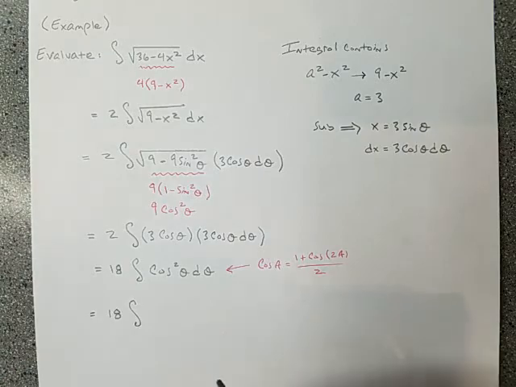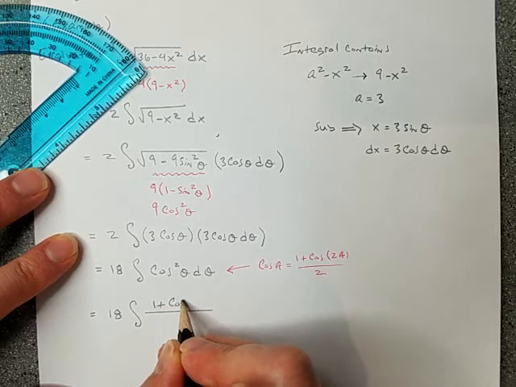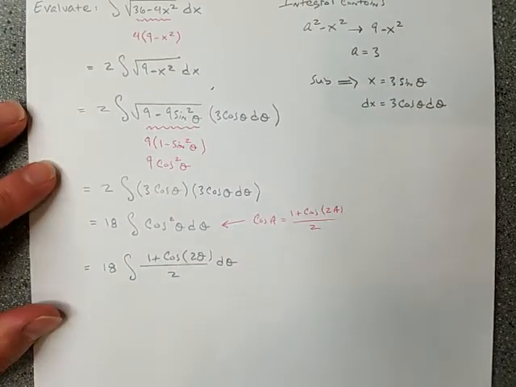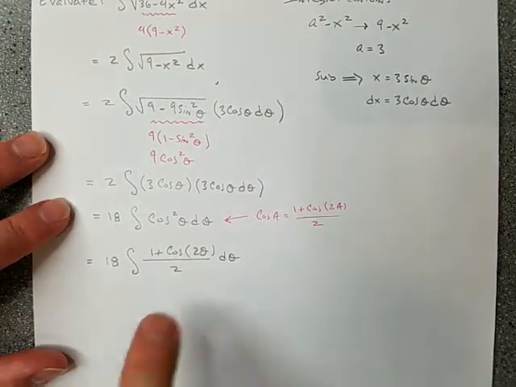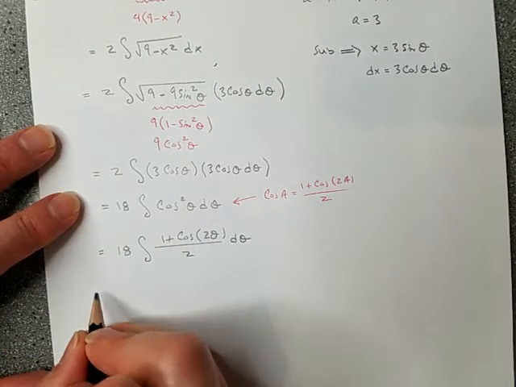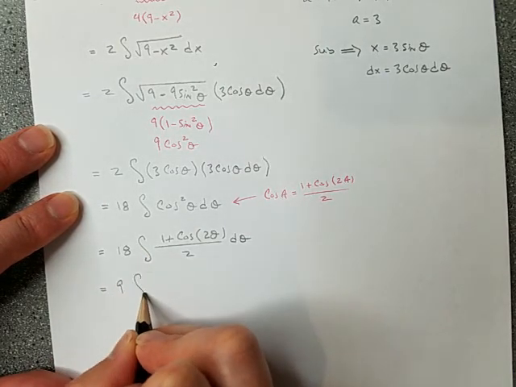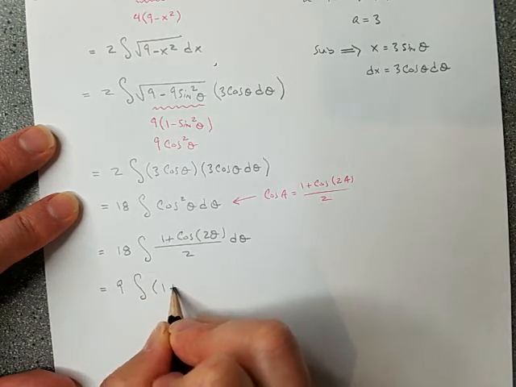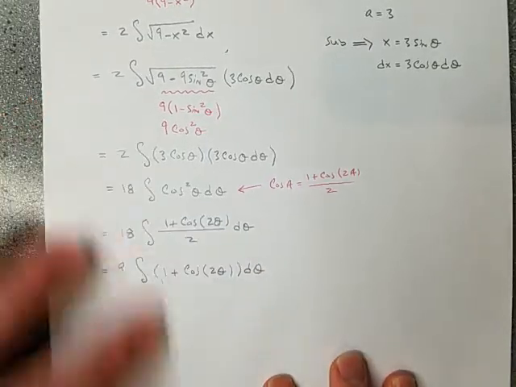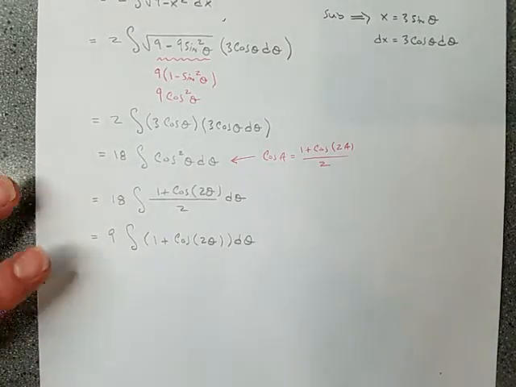So let's see. All right, based on what I have here, I'm going to put 1 plus cosine 2 theta over 2 d theta. All right, so let's do a few things here. I'll go ahead and remove the 2. What is the 2? That's a 1/2, isn't it? So I'll get an 18 times a 1/2. I'll get a 9. Okay? And that'll leave me with 1 plus cosine 2 theta d theta. Okay. All right. Now, this is the point where it's workable.